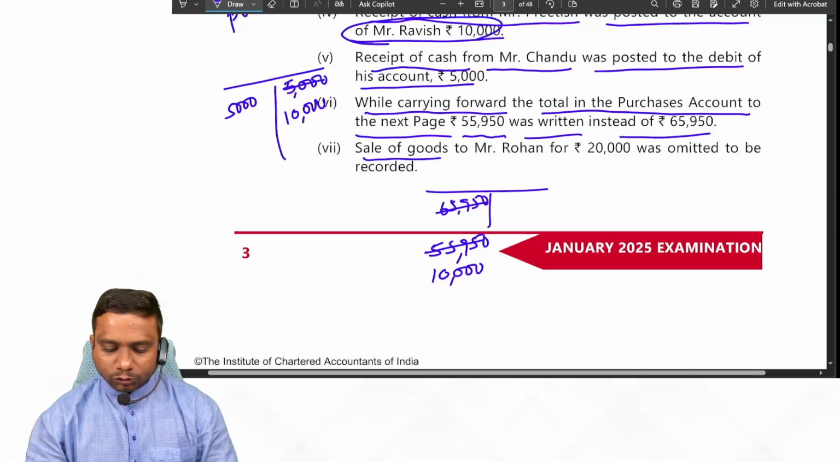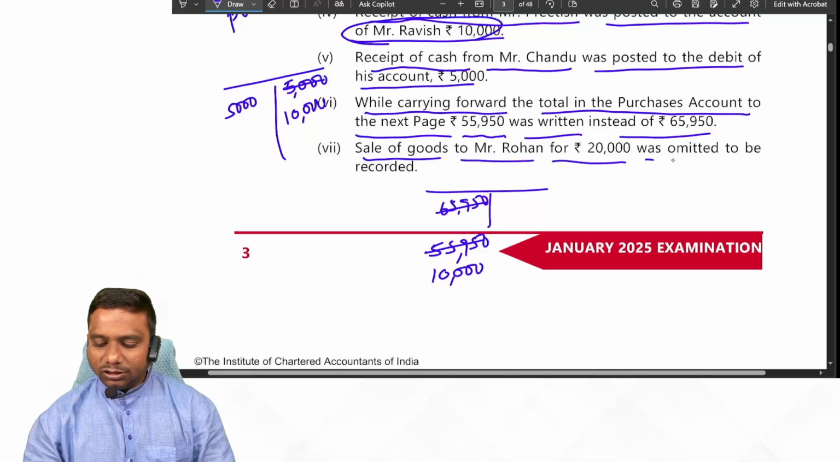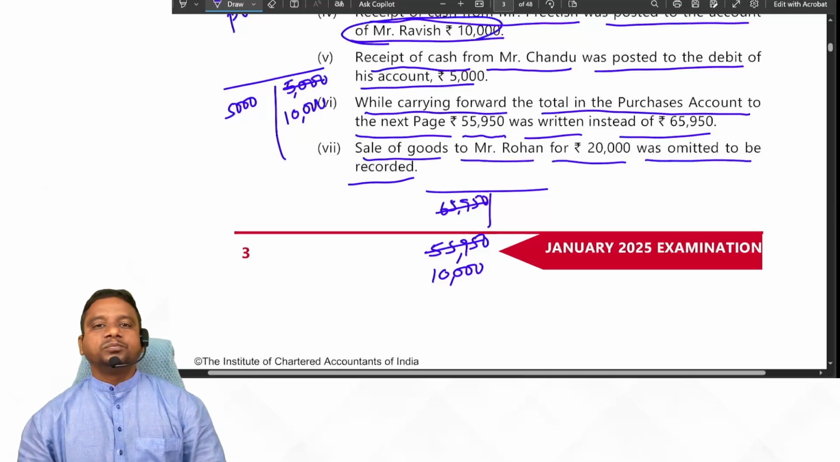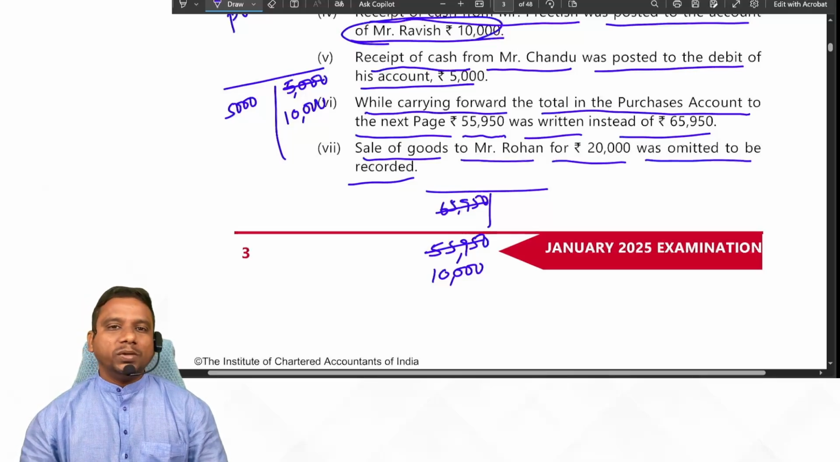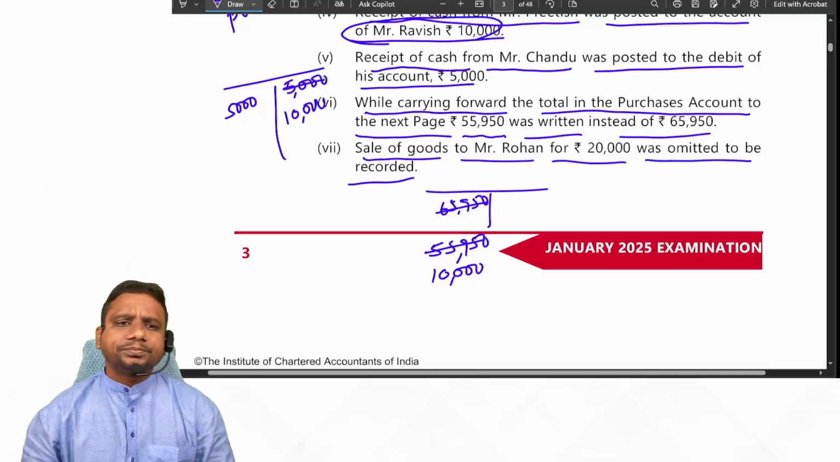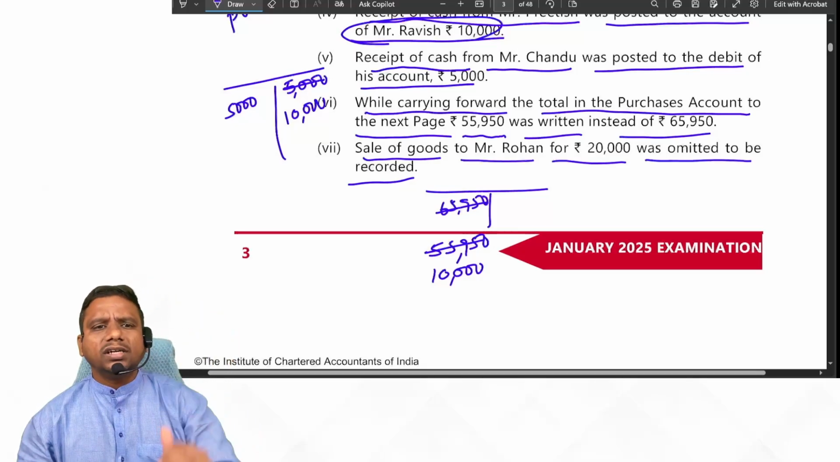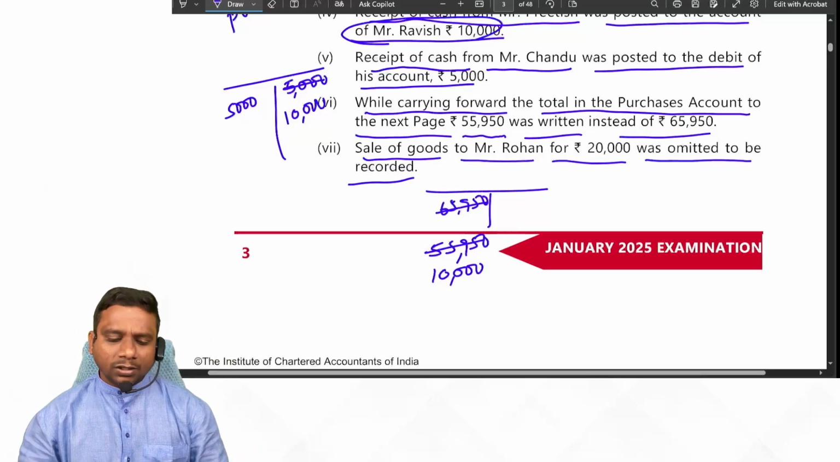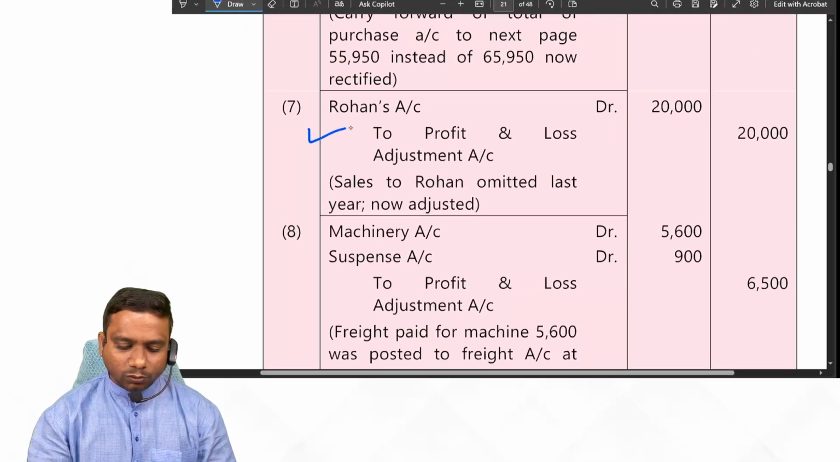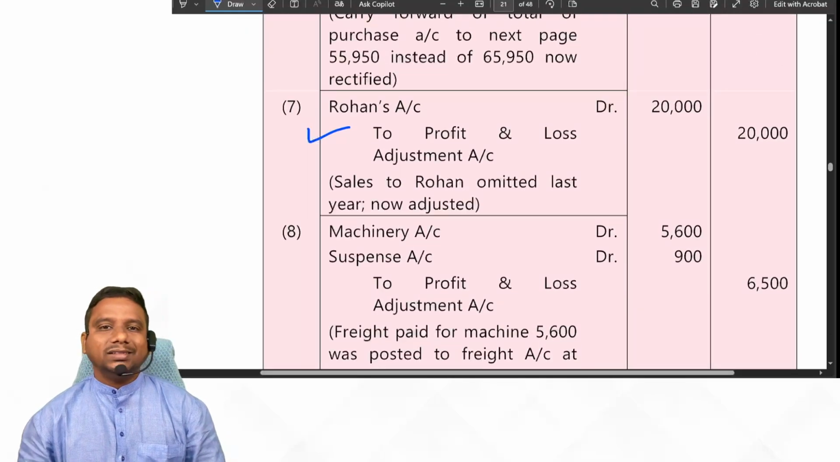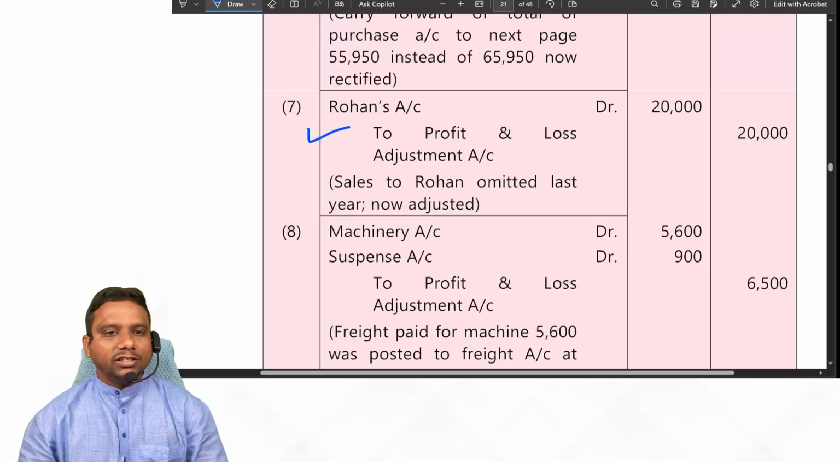Sale of goods to Mr. Rohan for 20,000 rupees was omitted to be recorded. How do you record? Normally, what is the entry we record? Mr. Rohan account debit to sales account. But in that sales account place, we write Rohan account debit to profit and loss adjustment account. Is it clear, students? Next one.